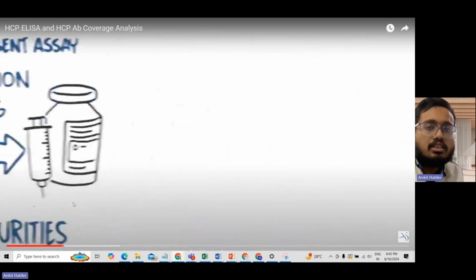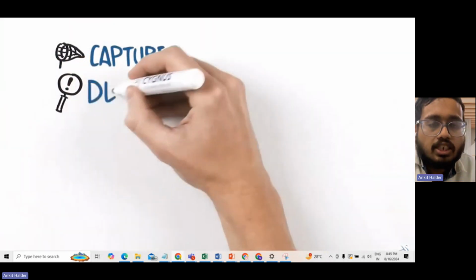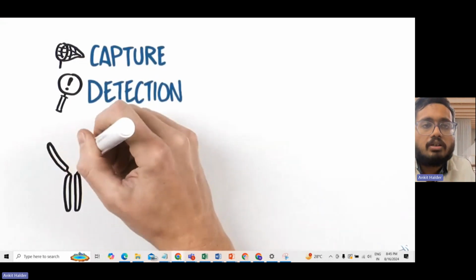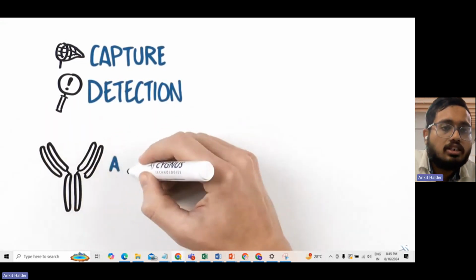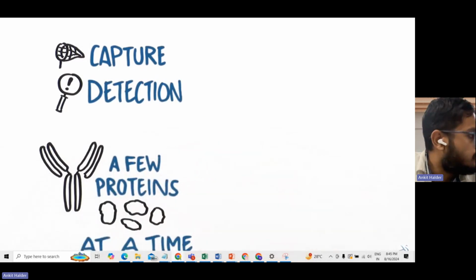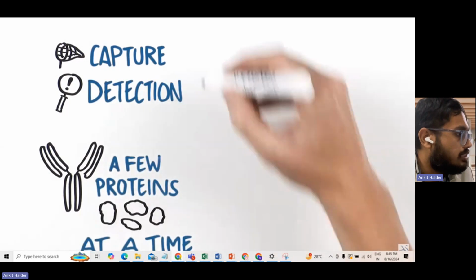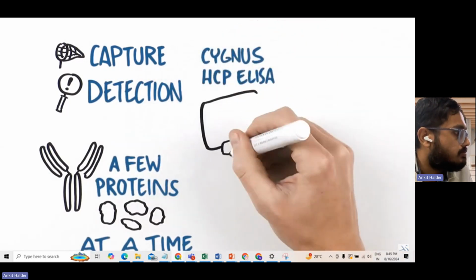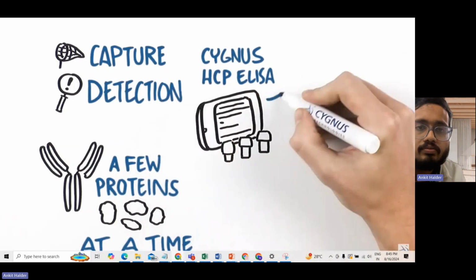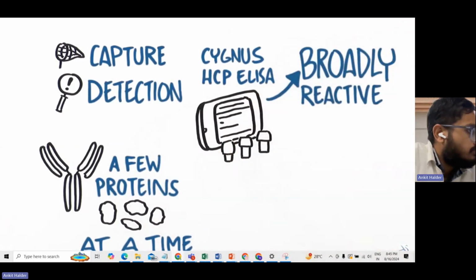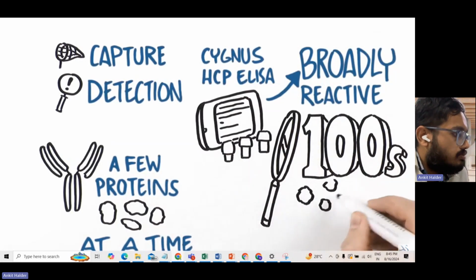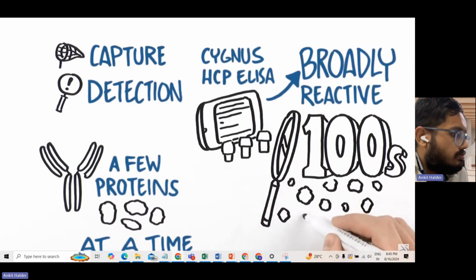First, prepare the sample. Most ELISA kits required sample dilutions prior to test, and usually detect only a couple of proteins at a time, such as the food protein antibodies found in evolutionary analysis. But the Cygnus HCP ELISA kit antibodies are different. They're broadly reactive and can measure hundreds of different HCP impurities in a single assay.